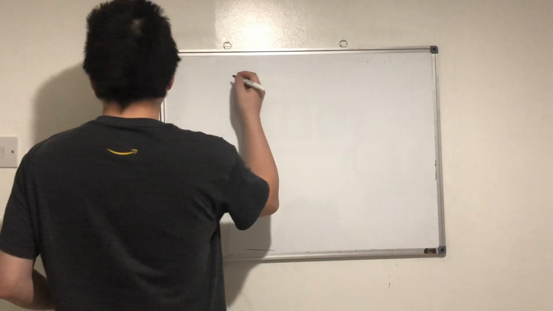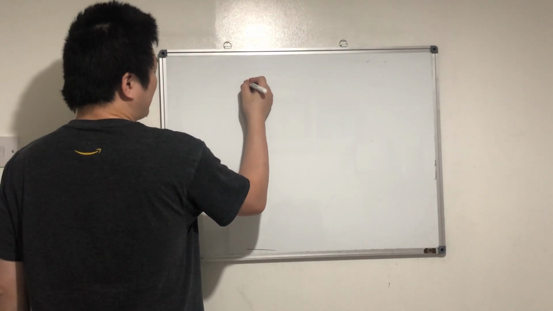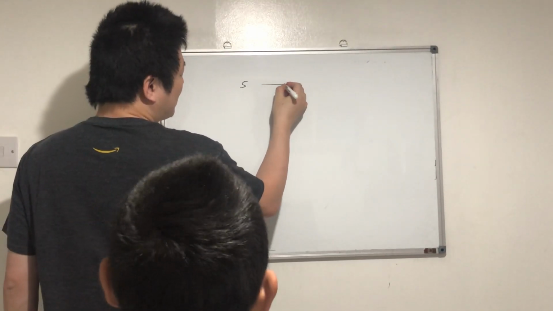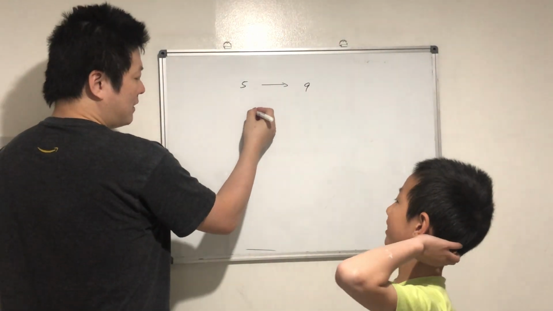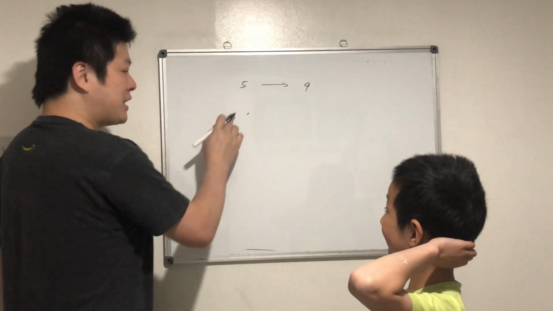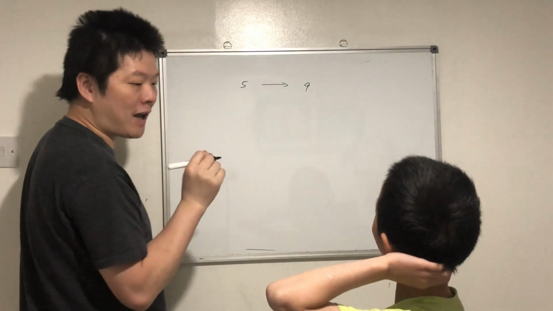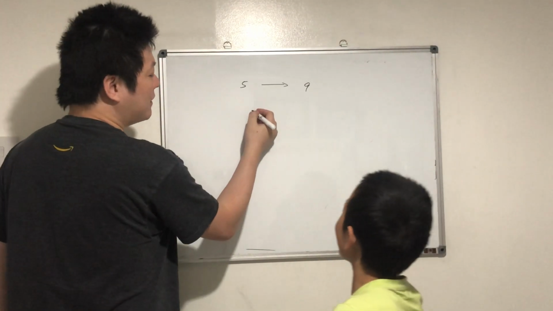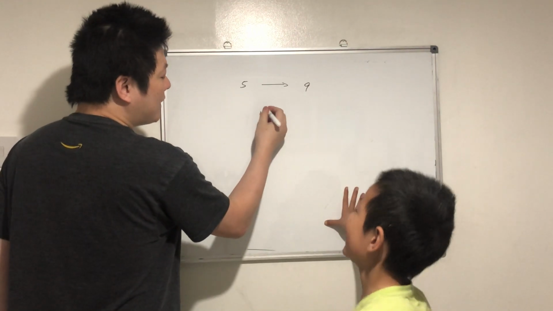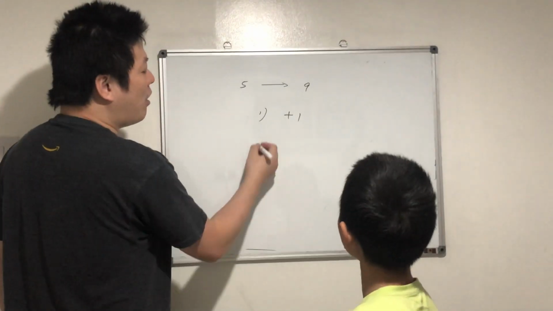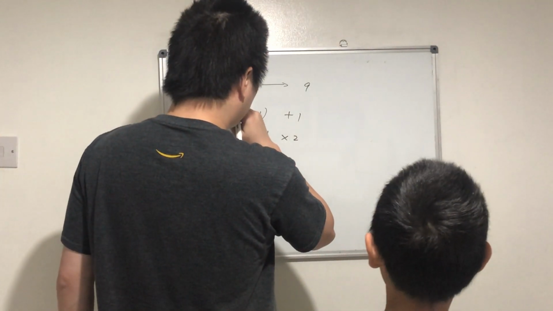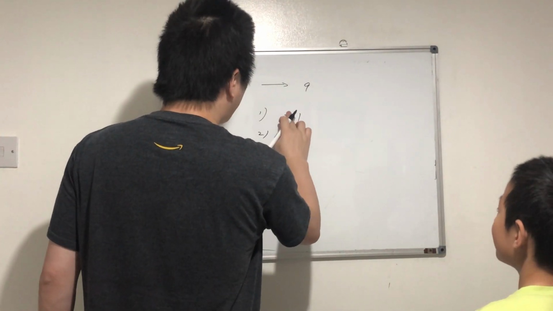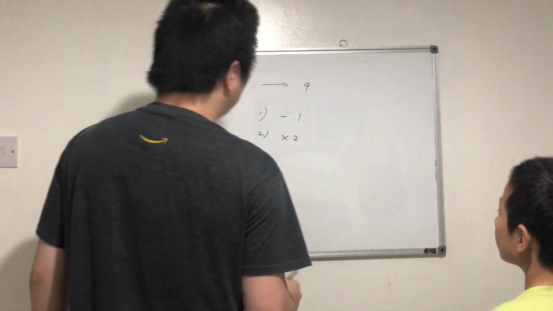Today, given a number, let's say given a number 5, we want to convert it to 9. How do we do it? Every time we add 4. Nice try, okay? You can plus 1, or you can times 2. Sorry, none of them works. No, you can minus 1 or you can times 2.